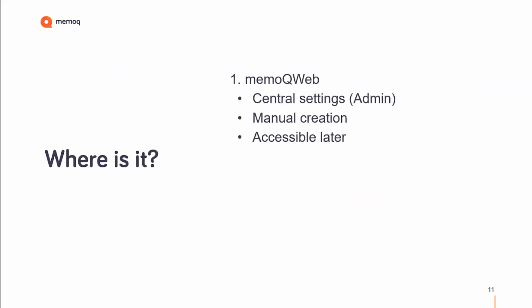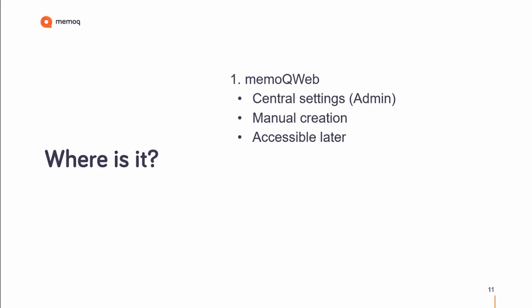So it can be set up, it can be created manually in memoQ web. There are a couple of certain central settings in the admin area of memoQ web. You can check those out. I'm not going to talk a lot about them. It's things like how do you define the date of the document or the date of a project, whether it is when it started or when it ended, those kind of settings. But it is still accessible later on the page that I just showed you.